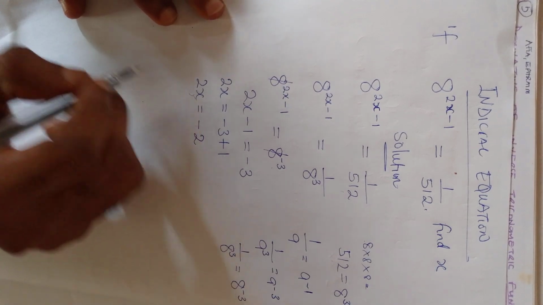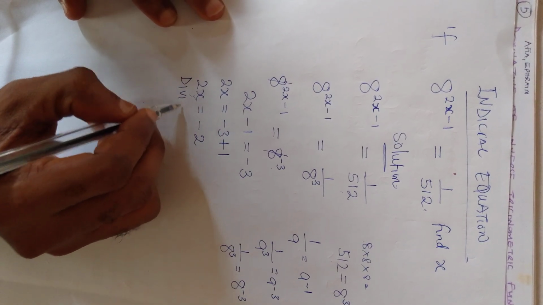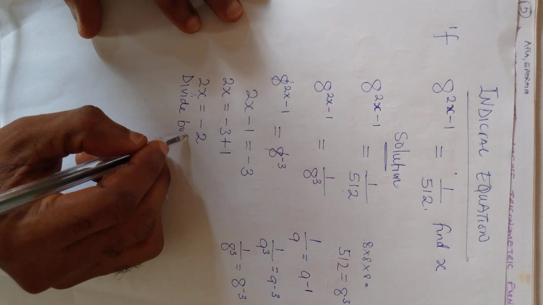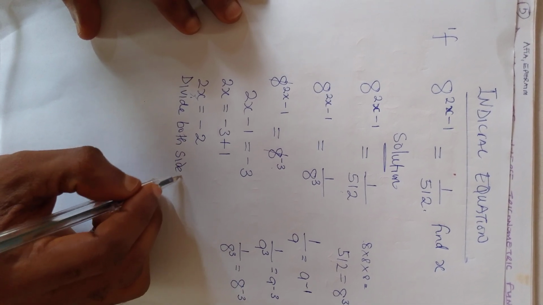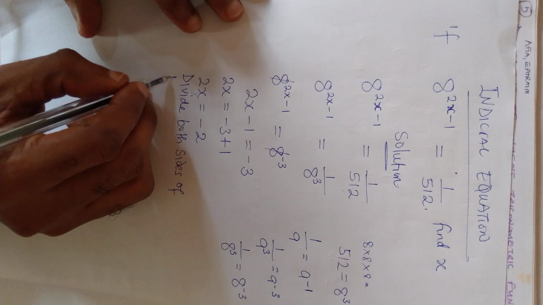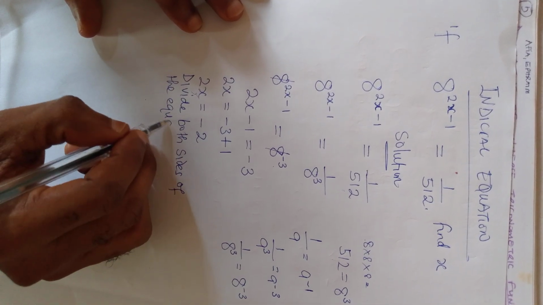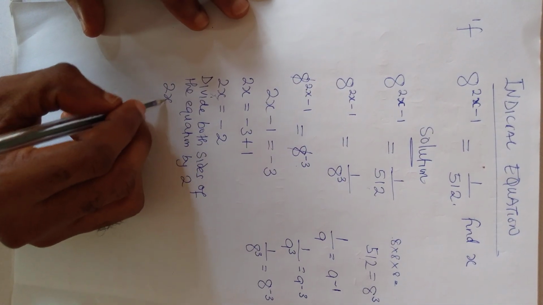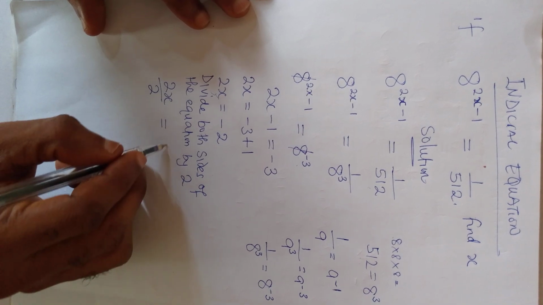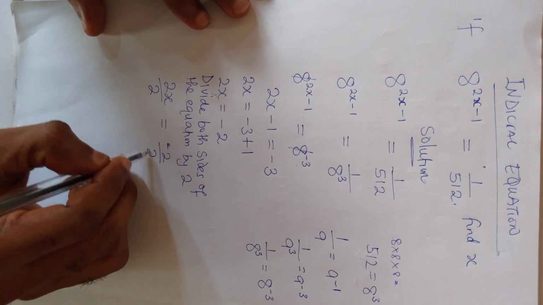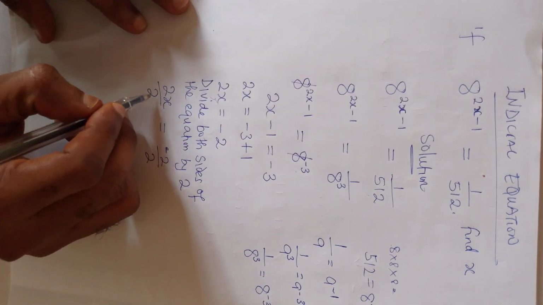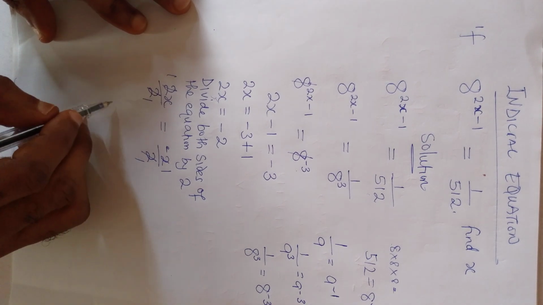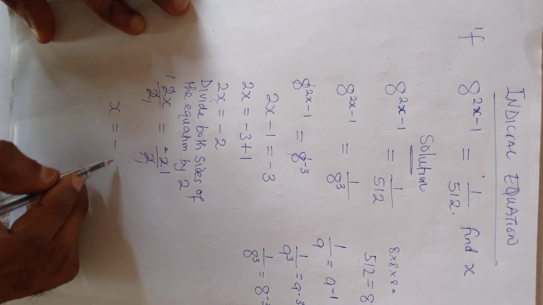So since we are looking for x, we divide both sides of the equation by 2, because 2 is multiplying x. We want x to stand alone. And so we have 2x divided by 2 equal to minus 2 divided by 2. So 2 divided by 2 is 1, and 2 divided by 2 is 1. So we have x equal to minus 1.